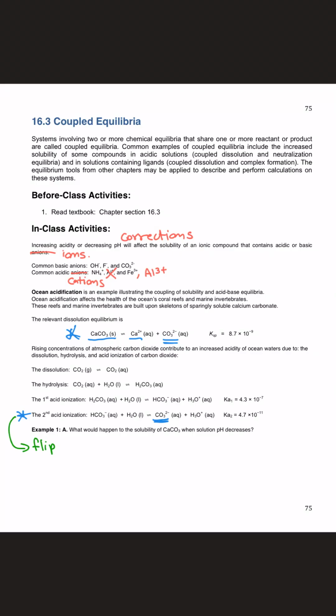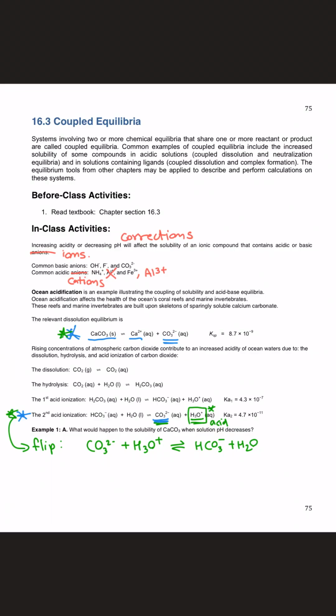The reason we need to flip this equation is that the second acid ionization already has carbonate, which is why we chose it, and it also produces the hydronium ion. The hydronium ion is the identity of an acid. When the concentration of the hydronium ion is rising, that indicates that the solution becomes more acidic. Therefore, before we can combine the first equation with the second equation, we need to make sure that the calcium carbonate is actually going to react with the hydronium ion. Therefore, I need to flip it.